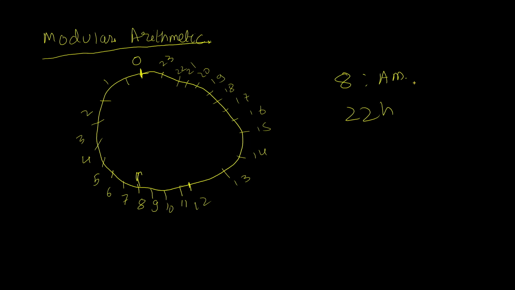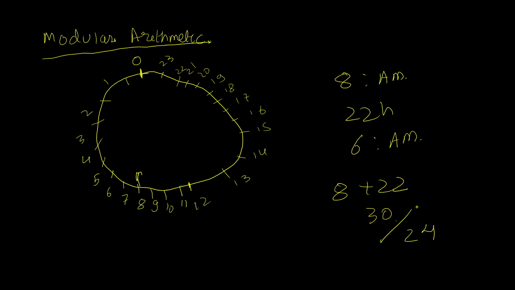I can see that in 24 hours, it's going to be 8 a.m. tomorrow. Therefore, in 22 hours, it's going to be 6 a.m. in the morning. But how can I define this in terms of mathematical operations? The question simply states that the current hour is 8, and what time would it be 22 hours from now, right? So it would simply be 8 plus 22. The result is 30, but 30 isn't even a valid hour, right?